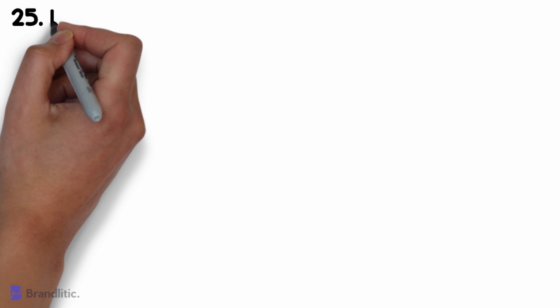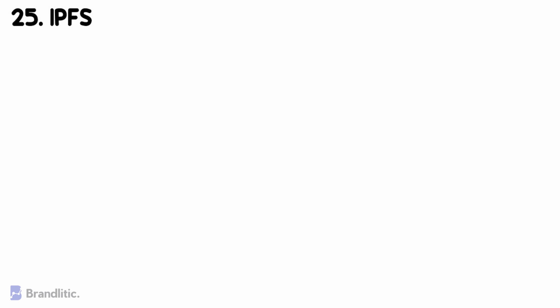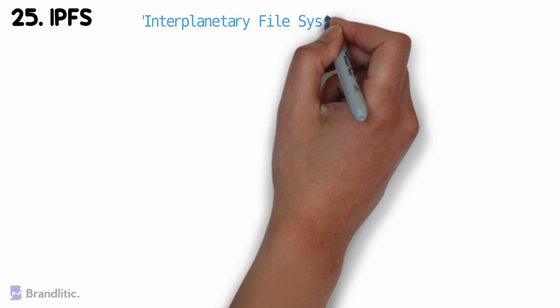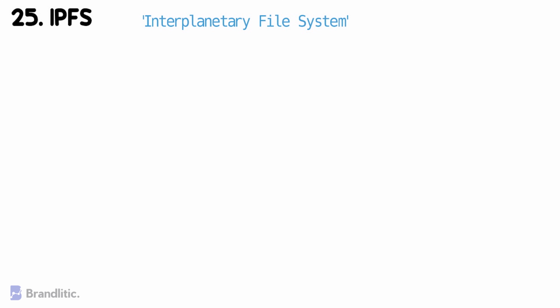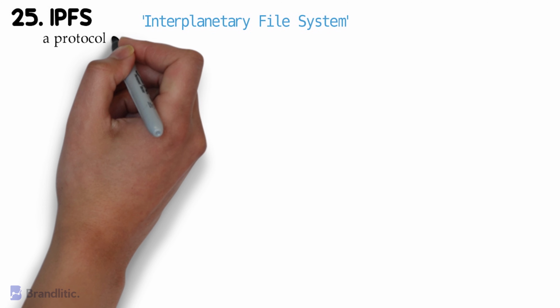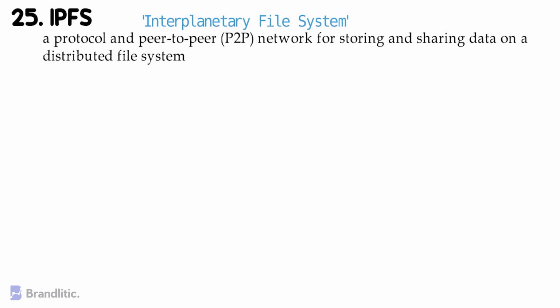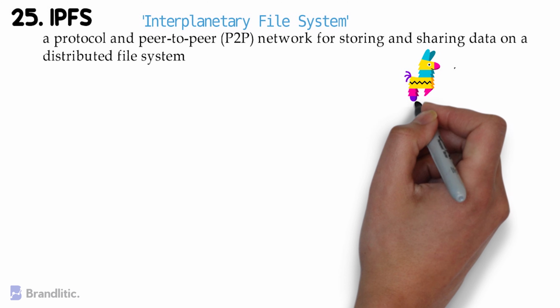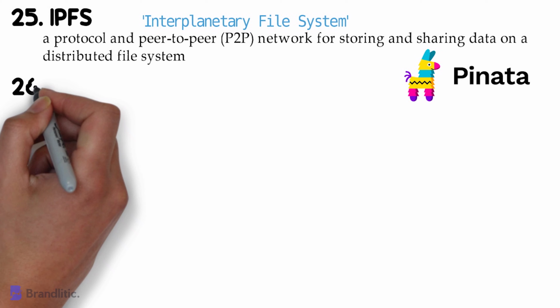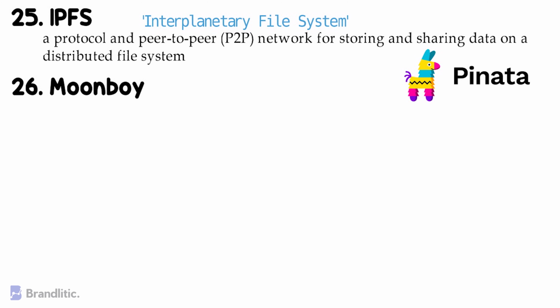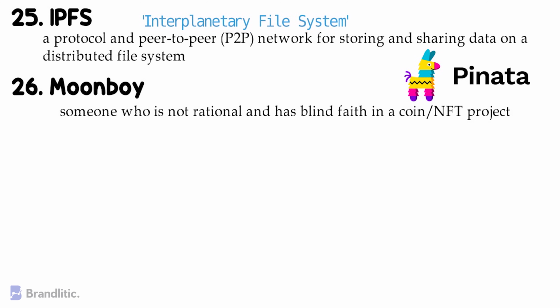Next, number 25, IPFS. Now, the full form of IPFS is Interplanetary File System, and it is a protocol and peer-to-peer or P2P network for storing and sharing data on a distributed file system. Usually, NFT images are stored on IPFS services such as Pinata. Next, number 26, Moonboy. Now, Moonboy refers to someone who is not rational and has blind faith in a coin or an NFT project, no matter what, and bashes anyone who doesn't think the same.